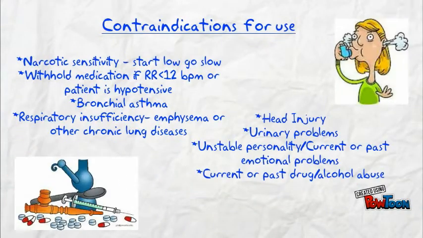The contraindications for use include if someone has a low tolerance to opioids, if the respirations are under 12 breaths per minute, or if the patient is suffering from any respiratory problems like asthma or emphysema. We would also not give opioids to a patient with a head injury, urinary problems, or issues with drug or alcohol abuse or dependence on opioids.